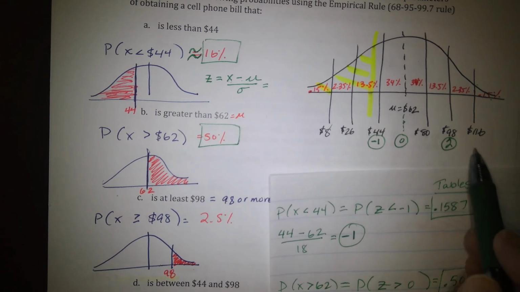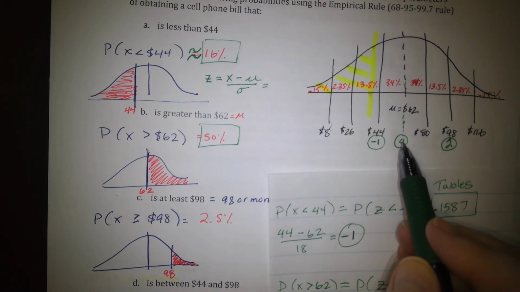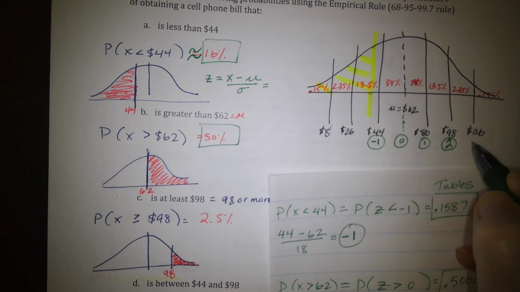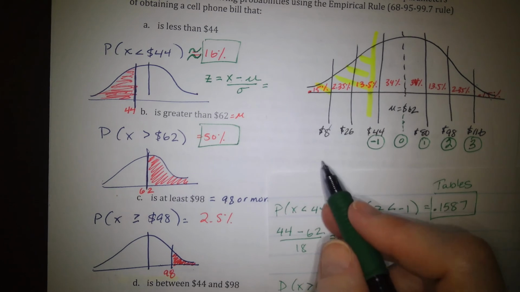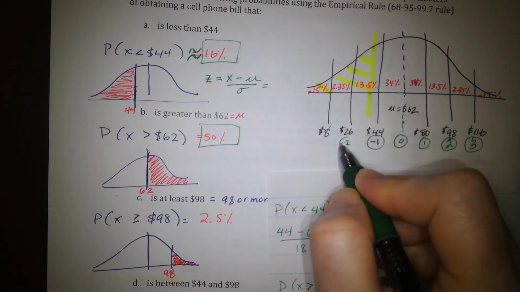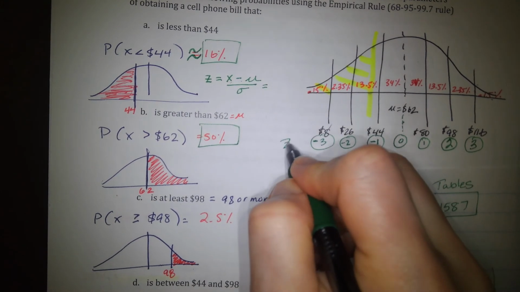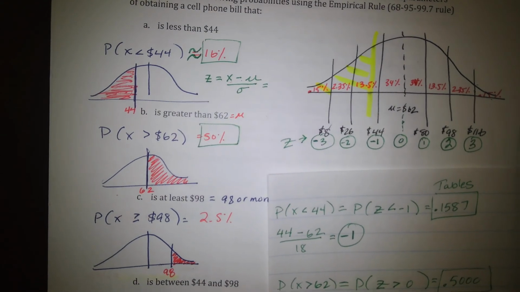We could probably figure out what the rest of these numbers are now, can't we? If the mean is 0 deviations from the mean, this number would be 1 deviation from the mean, 2 deviations, and 3 deviations from the mean. On the other side, if 44 was 1 deviation less than the mean, this number is going to be 2 deviations less and 3 deviations less. So all of these z-scores are going to range from -3 to 3 on our empirical scale.